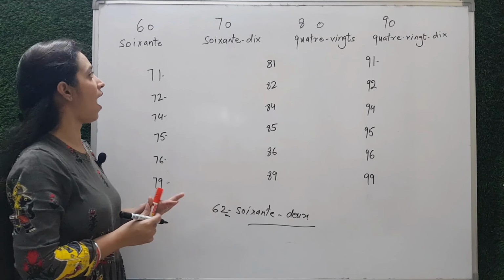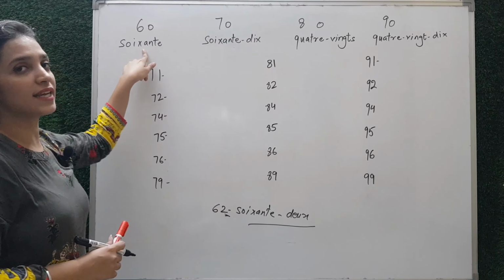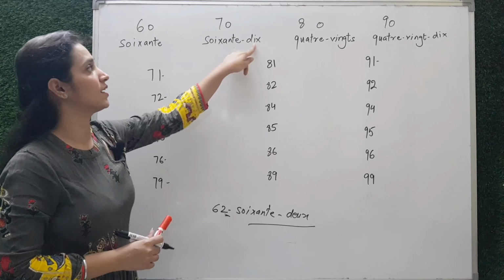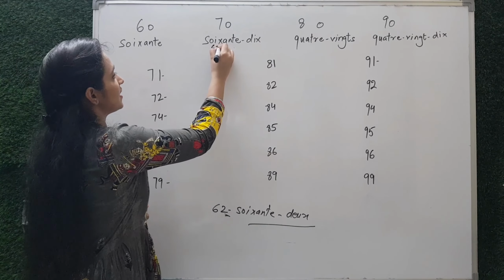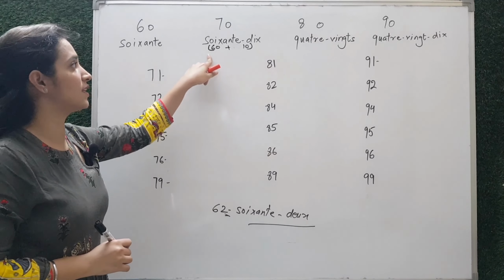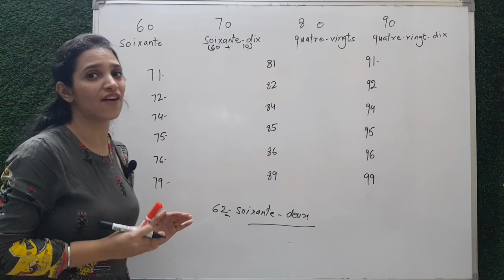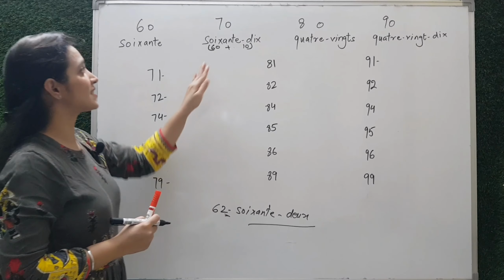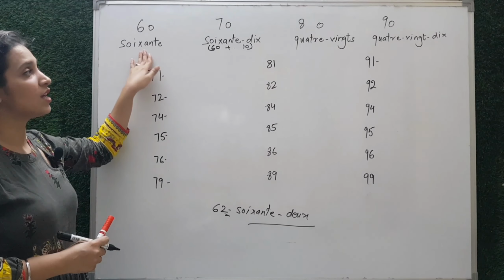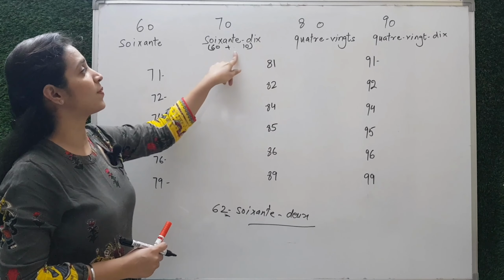Now we will see how do we do these numbers from 70 onwards, right? So 60 is soixante. Now 70 is soixante-dix. Soixante means 60 and dix means 10. So this becomes 70. Soixante-dix. Now as 70 does not have a name of its own, it has taken the name from 60, right? You can see it is soixante. So that's why over here it is soixante-dix, 60 plus 10.